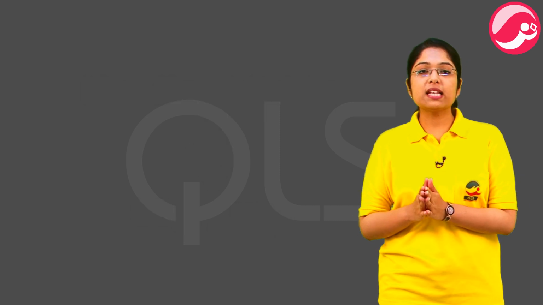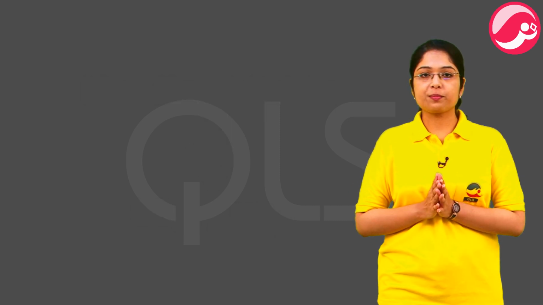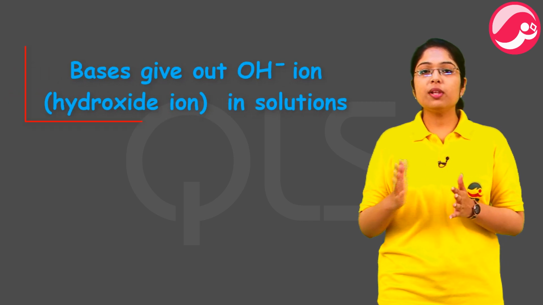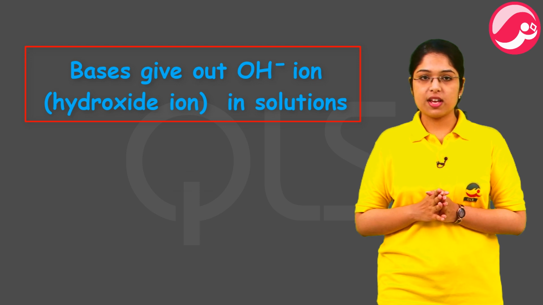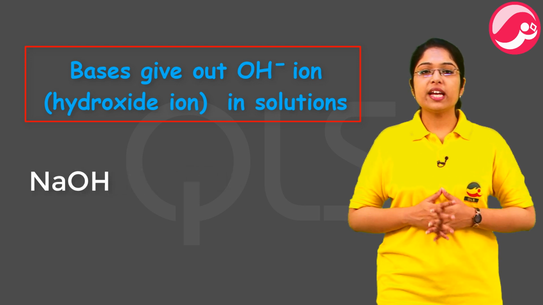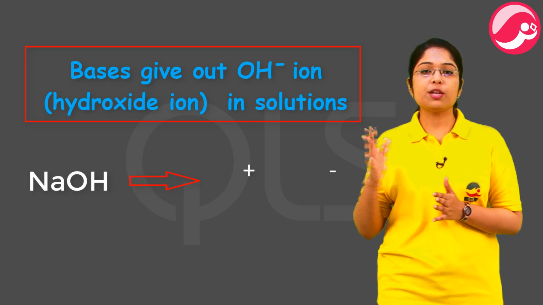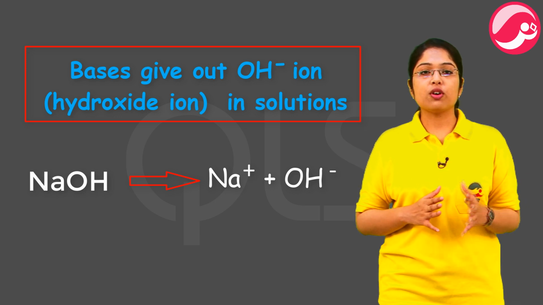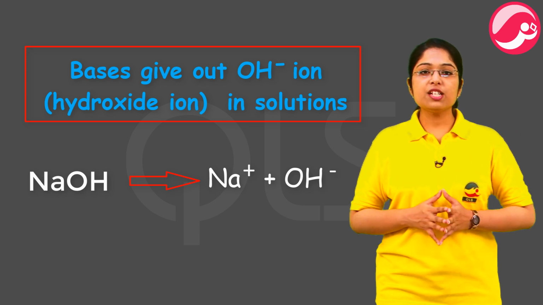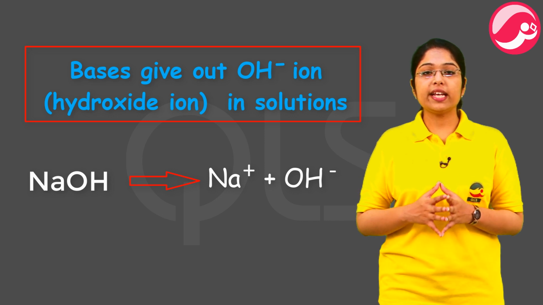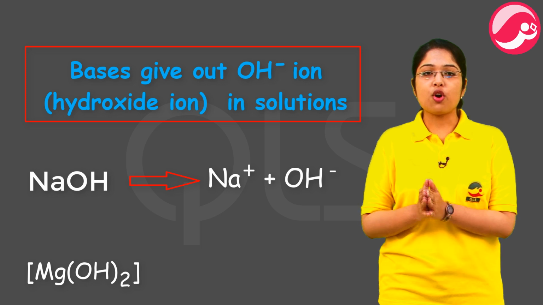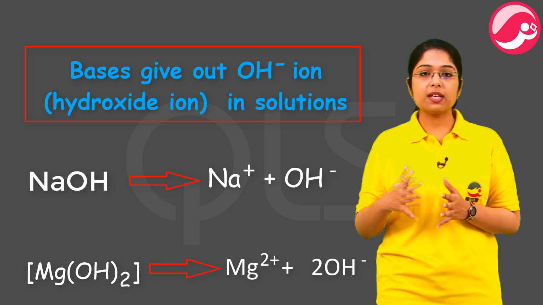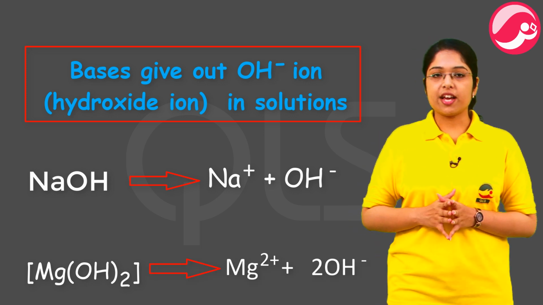Now, what makes a base a base? Bases have the ability to give out hydroxide, OH negative ion in solutions. NaOH, sodium hydroxide, in its aqueous solution dissociates into Na positive ion and OH hydroxide ion. Antacids, which we use to cure acidity, also contain magnesium hydroxide. Magnesium hydroxide in aqueous state dissociates into Mg2 plus ion and 2 hydroxide ions.